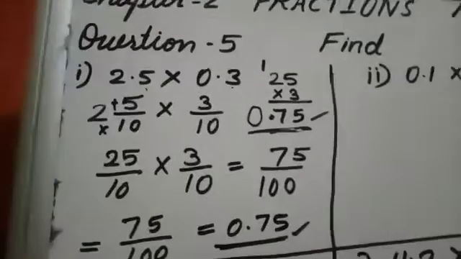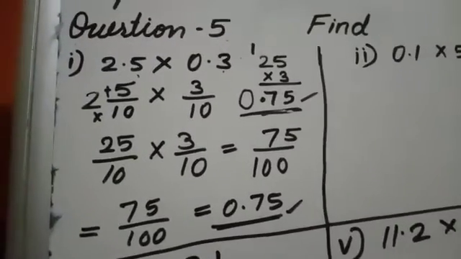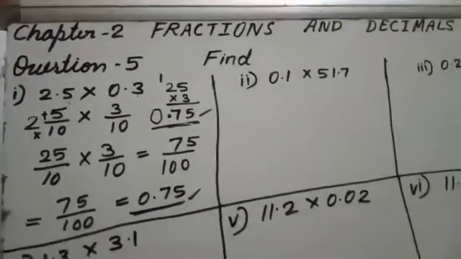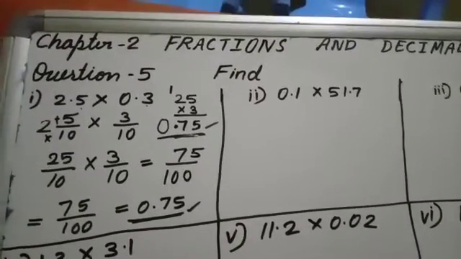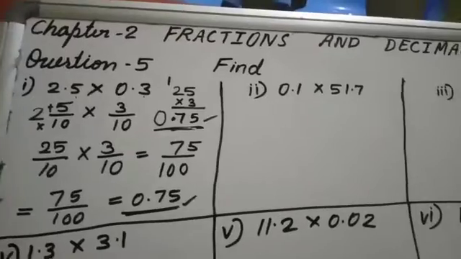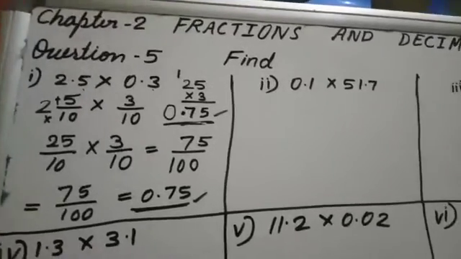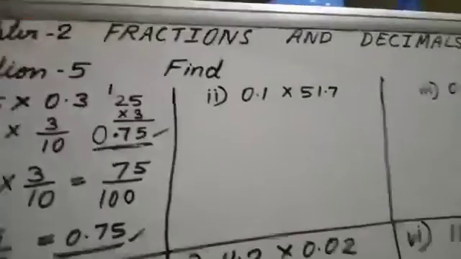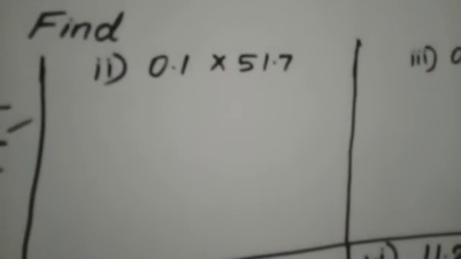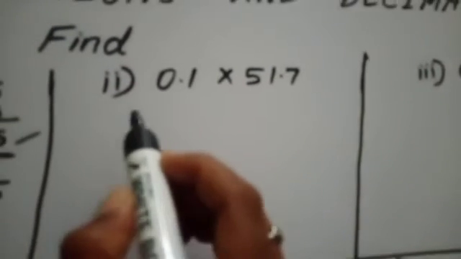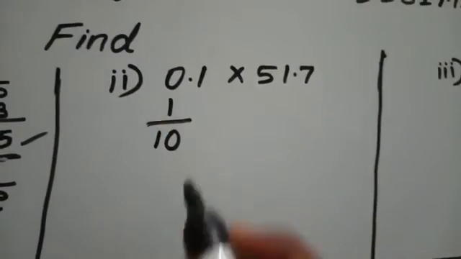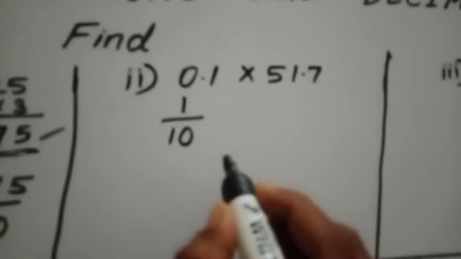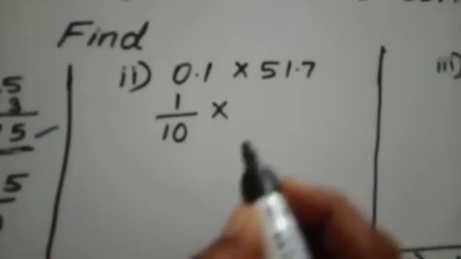So in this way you can do it in both ways, but we are learning fractions and decimal lesson. So first let us convert into form of fractions. Then if we multiply, you are going to get the correct answer. Now the second question, 0.1 multiplied by 51.7. 0.1 can be converted into the form of fraction 1 upon 10. Why is it 1 upon 10? Because 1 is in the 10th place.